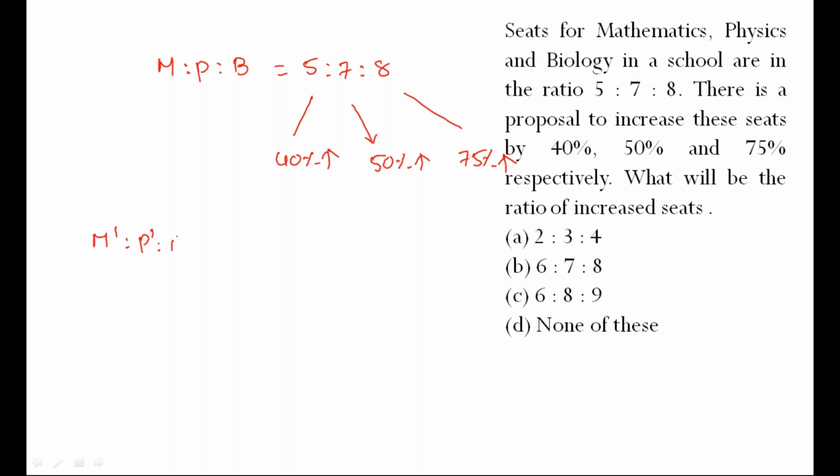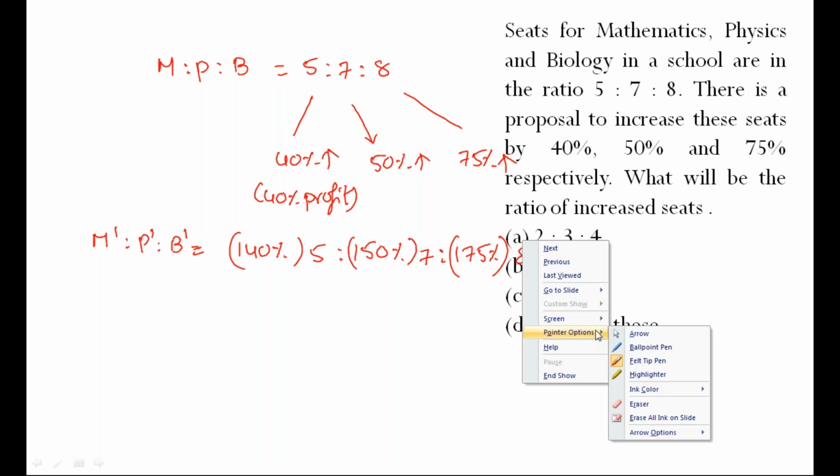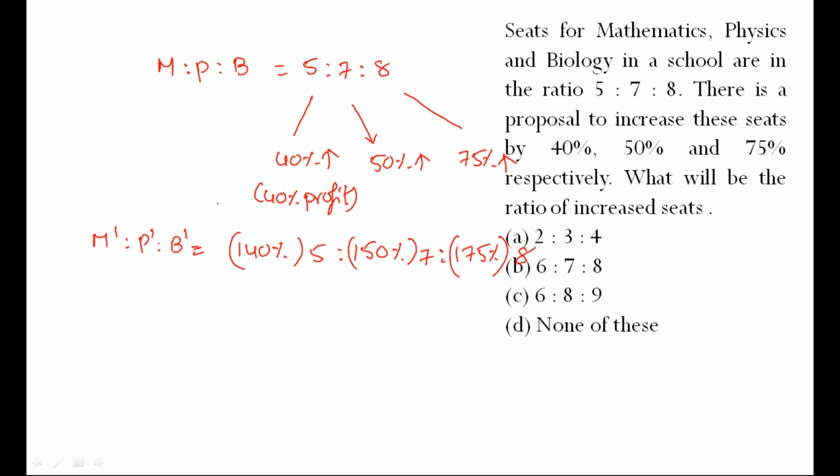Now all of you please focus here. A 40% increase is nothing but like 40% profit. Increase is nothing but like profit. So I can write 140%, because of the 40% increase. 150% here because of the 50% increase. 175% here because of the 75% increase. If it is a 30% decrease, we should write 70%.